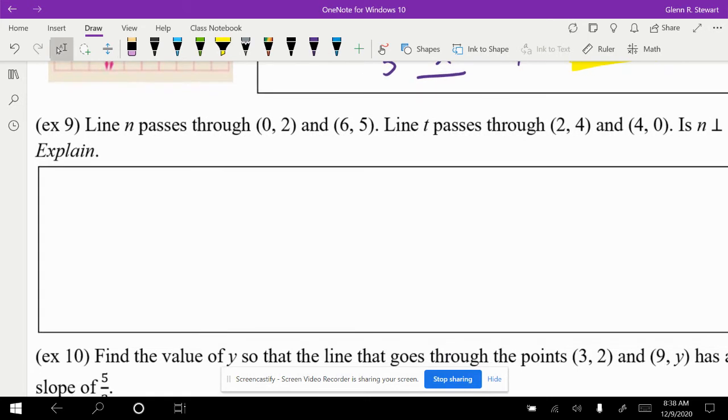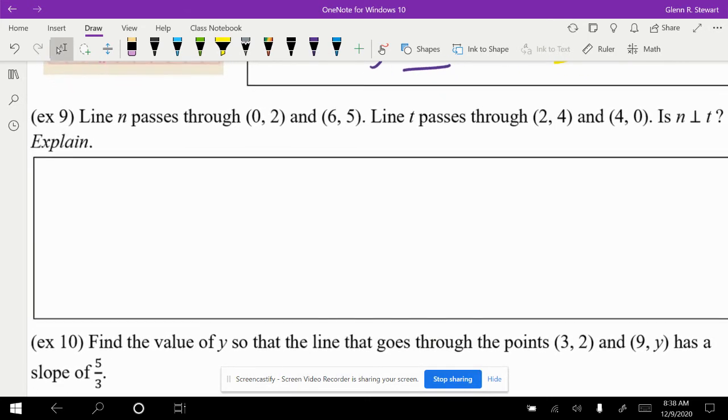Next example here, we've only got about 2 more after. Line N passes through (0, 2) and (6, 5). Line T passes through (2, 4) and (4, 0). Is N perpendicular to T? Explain. Go ahead again, pause the video, and try and see if you can figure this out on your own.